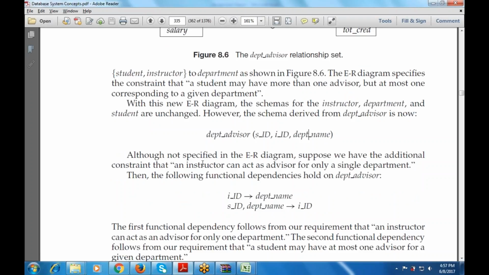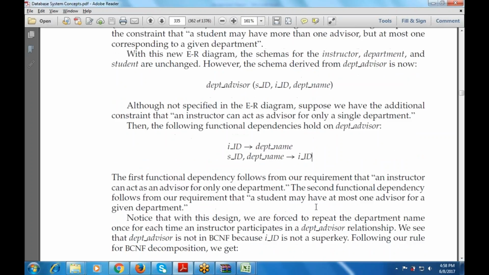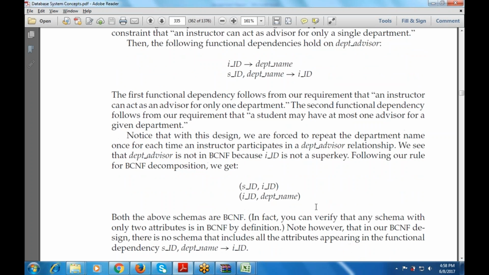Suppose we have an additional constraint that an instructor can act as an advisor for only a single department. This will be used for the department advisor schema: IID, department name, and SID, department name, IID. This will be used for the requirement that an instructor can act as advisor for only one department. This is SID, IID, and IID, department name.